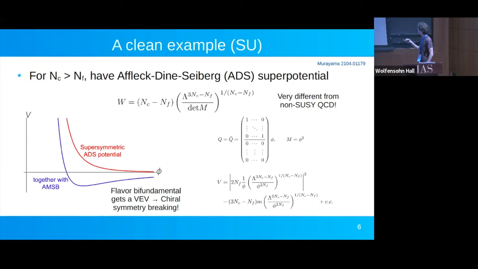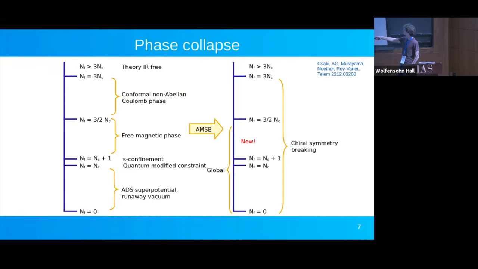I just talked about these theories. You can do it for all these different theories here. So all these very exotic phases in the supersymmetric gauge theory collapse down into the chiral symmetry breaking phase. And we were able to show that for a very large class of these theories, this chiral symmetry breaking phase is indeed the global minimum of the theory.